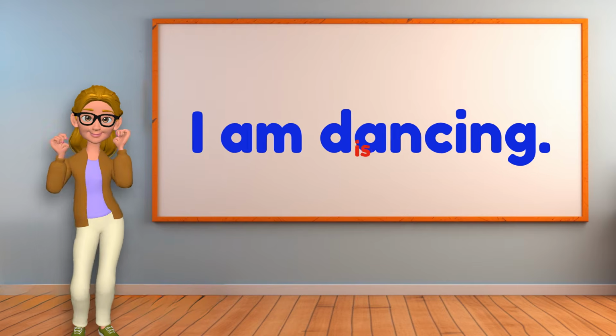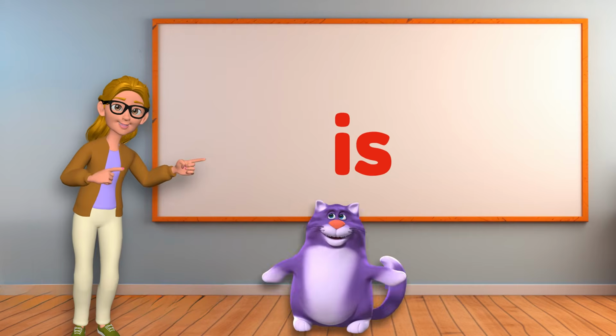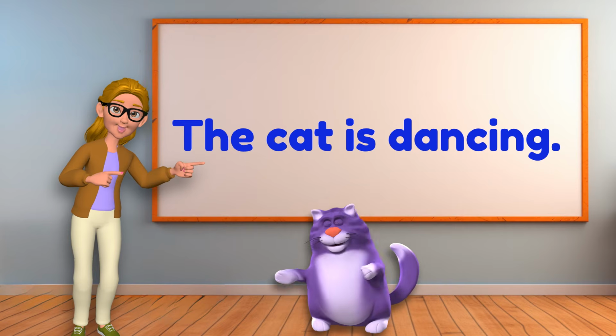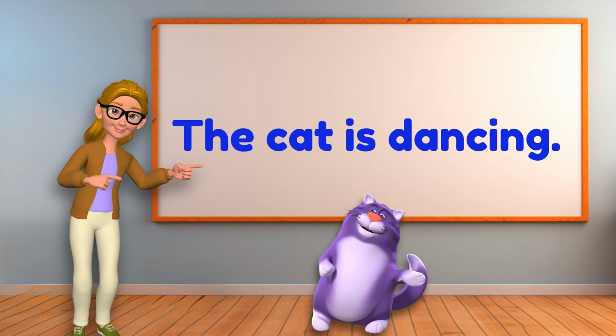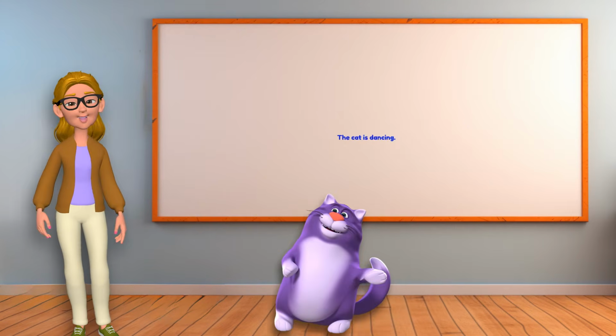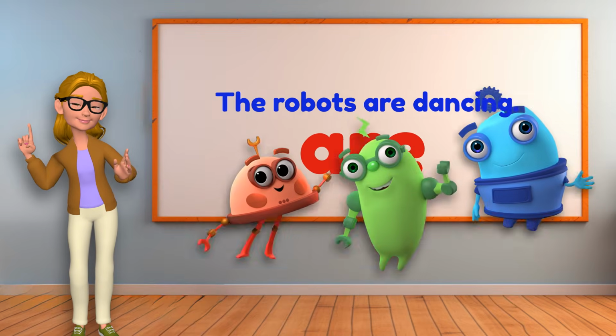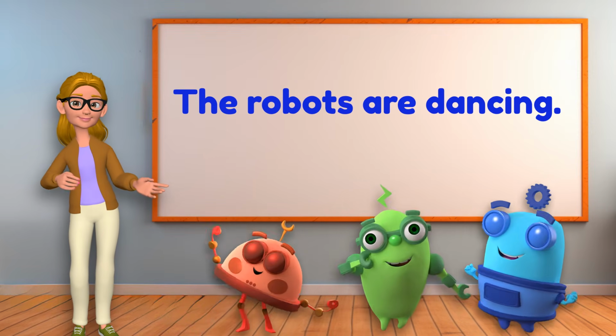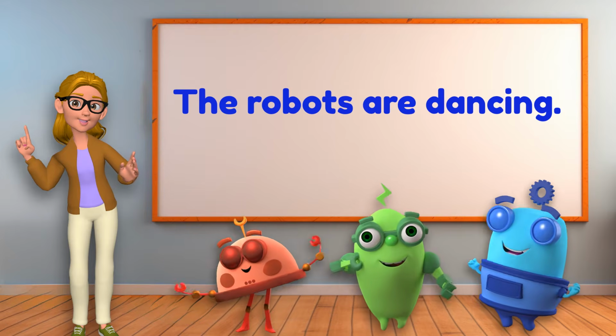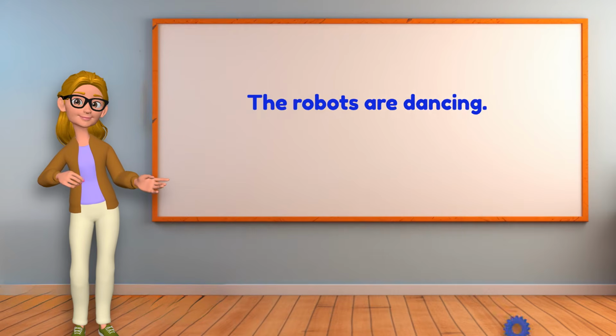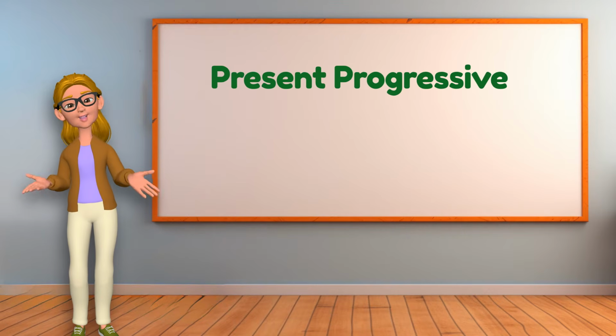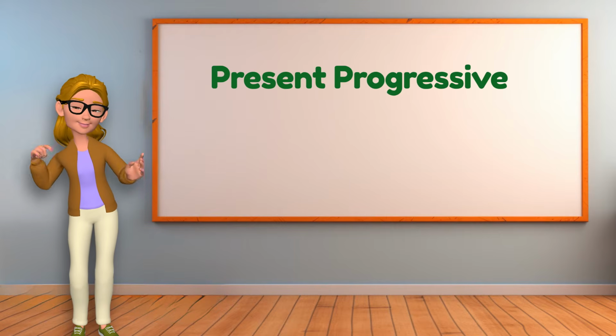You can dance too and use the present progressive tense by saying, I am dancing. Use the be verb is for someone else that is dancing. The cat is dancing. Use the be verb are for more than one dancing. The robots are dancing. All of these sentences use the present progressive tense.